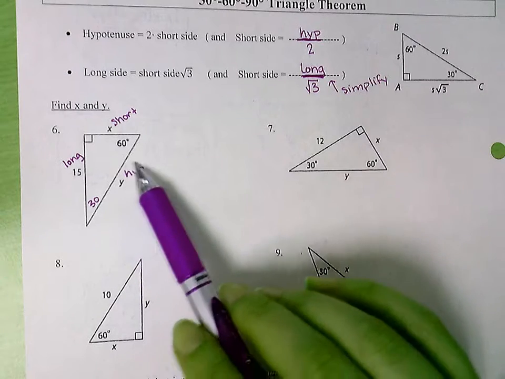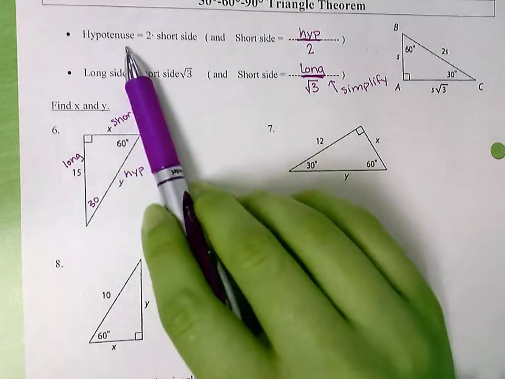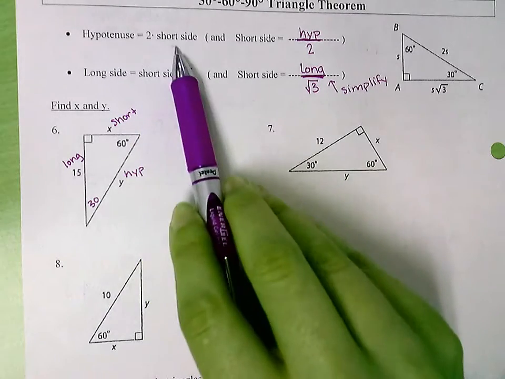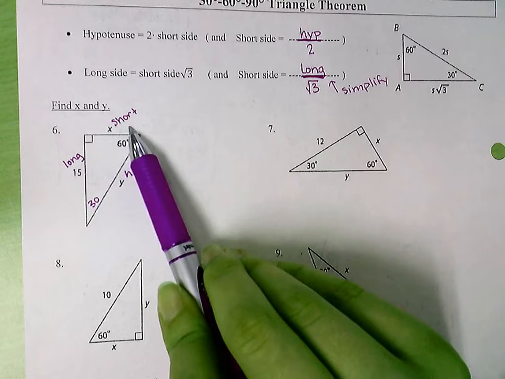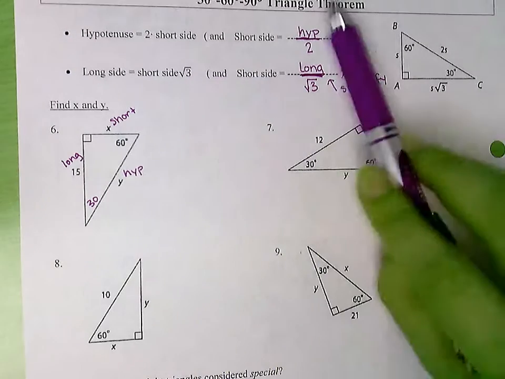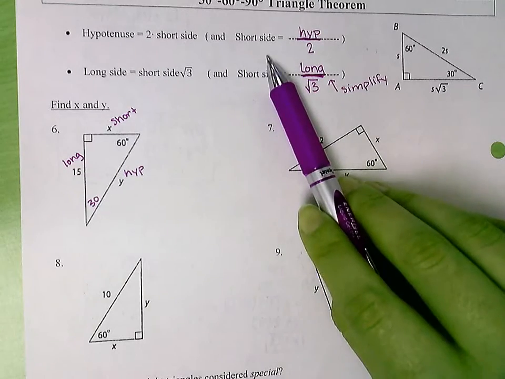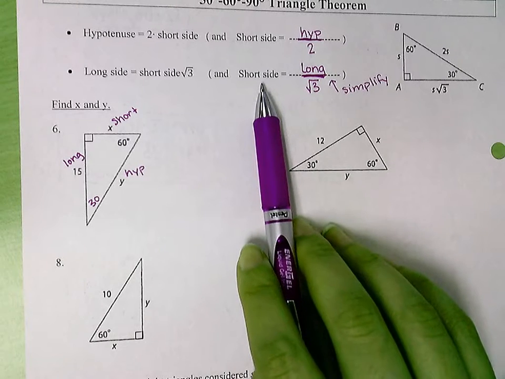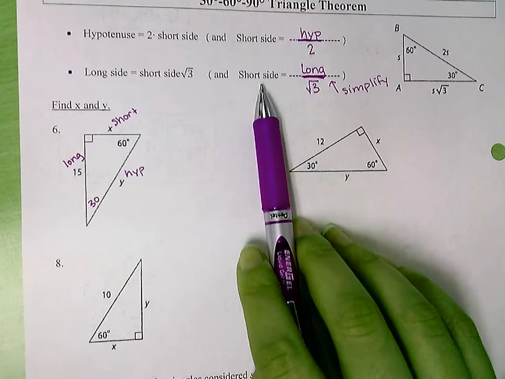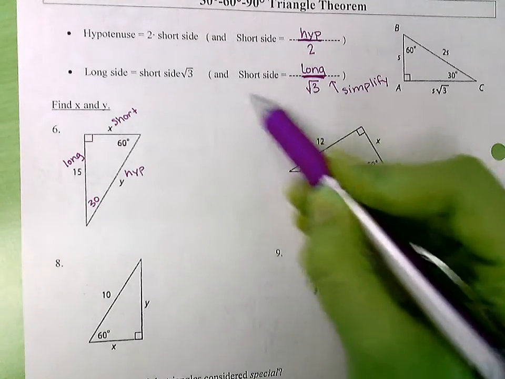Okay? If I tried to solve for the hypotenuse first in this one, and I said, oh, hypotenuse equals, well, it's 2 times the short side. Well, I don't have the short side yet, so I can't plug that in. Okay? The other equation with the hypotenuse in it, well, I still need the short side. So that means I need to find the short side first. So I need to look for where it says short side equals. Okay? So that'll be this one here.